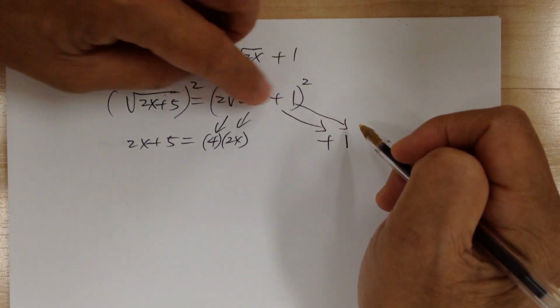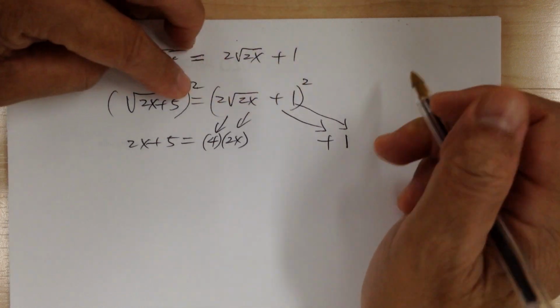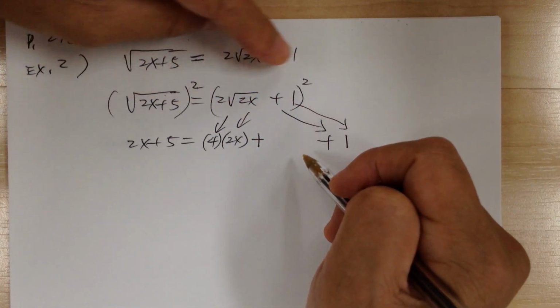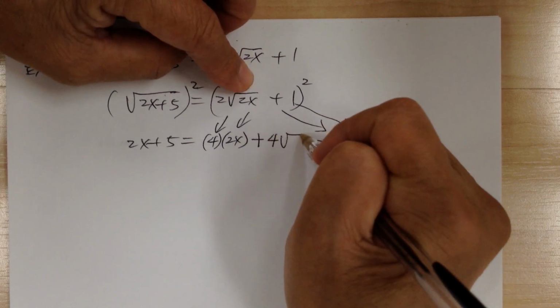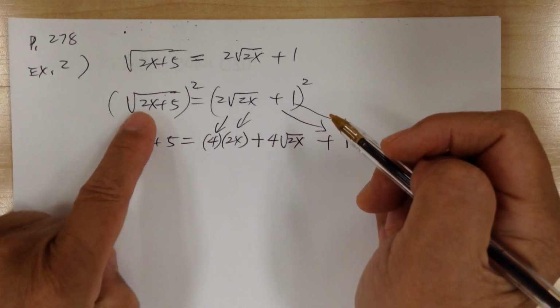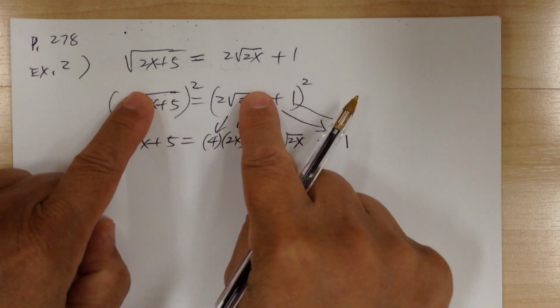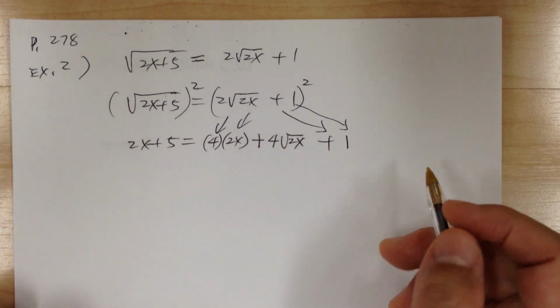Now remember, when you square the binomial, there's a middle term. In the middle term, you have to multiply all this together. So the sign is plus. The number is 2 times 1 is 2, times 2 is 4, and you got a square root. Again, you have to undo one square root at a time. So you undo this one first. So you got 2 square roots. Now you get rid of this one, now you only got 1. So you have to repeat the process.